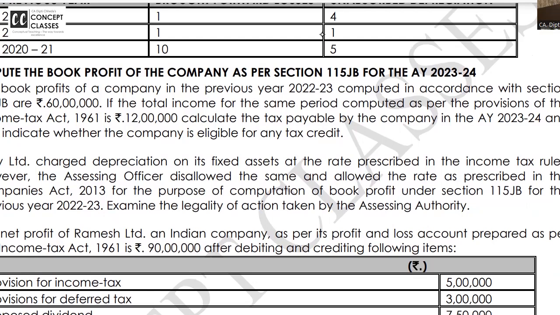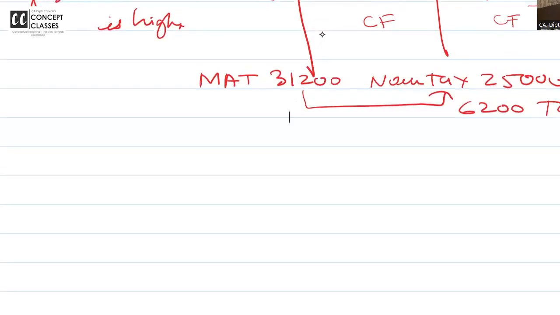The book profit of a company is 60 lakhs and total income is 12 lakhs. Calculate the tax payable and indicate whether the company is eligible for tax credit. This is a ready problem for 3 marks. Third problem for 3 marks. Let's check this together. Problem number 3. Yeah. What is your MAT book profit?